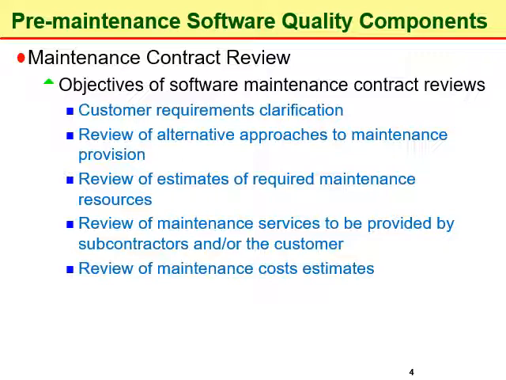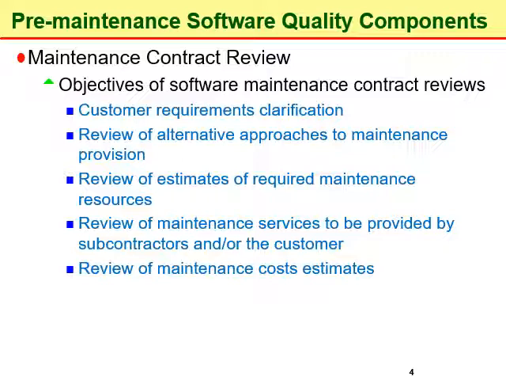Similarly, adaptive and functionality improvement maintenance services to be provided, and procedures for submission of requests for such services, as well as proposing and approving the performance of these services should also be considered during the contract review process. Then the second objective is the review of alternative approaches to maintenance provision, and the third objective is review of estimates of required maintenance resources.